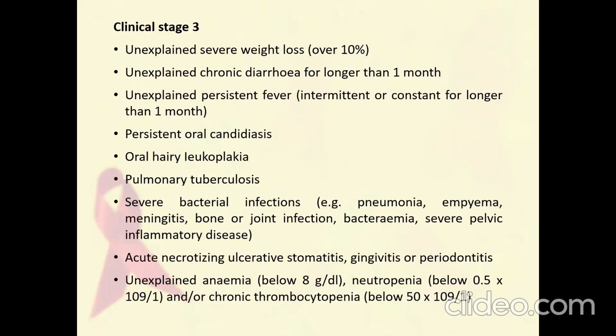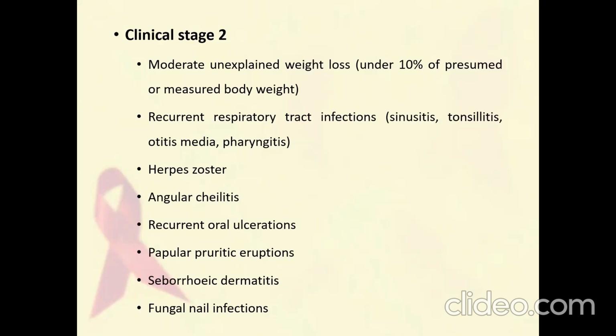fungal nail infections. So in clinical stage 2, there are symptoms like moderate unexplained weight loss, recurrent respiratory tract infections, herpes zoster, angular cheilitis, recurrent oral ulcerations, papular pruritic eruptions, seborrheic dermatitis, and fungal nail infections.